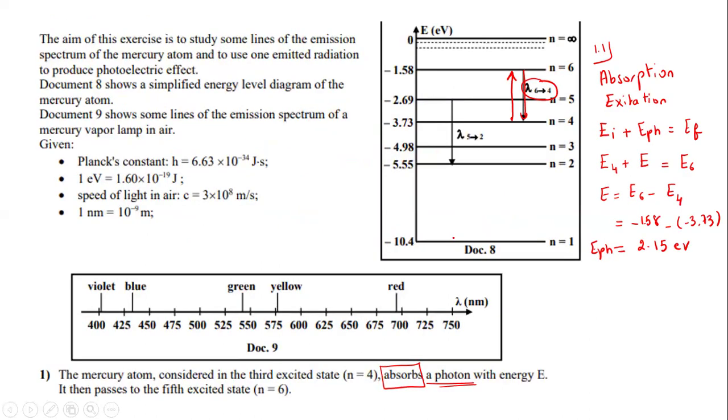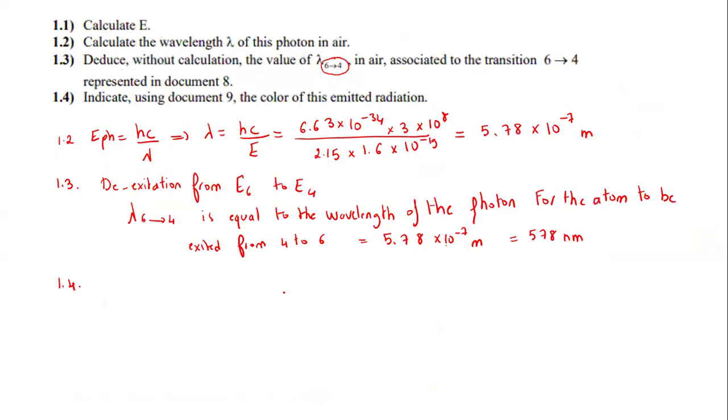Then in this case, I look at the diagram and I know that the 578 is here, and this is the yellow color. So from the document, this radiation corresponds to the yellow color.